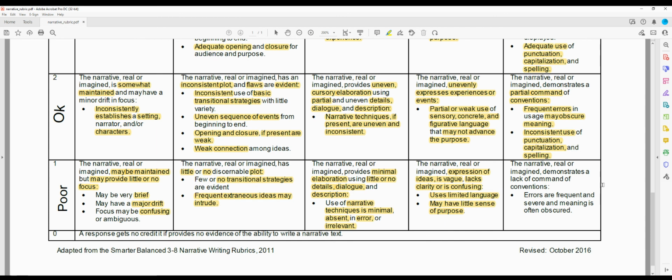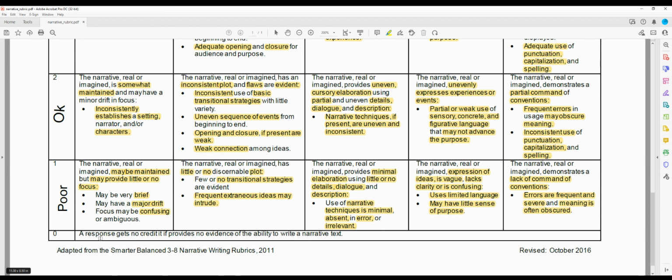Lastly, I see few papers that have poor use of conventions, okay? But I'm still going to go over it. The narrative, real or imagined, demonstrates a lack of command of conventions. You have no clue when to capitalize, what different types of sentences to use. Your spelling is all off. Your punctuation is all off. So errors are frequent and severe. And meaning is often obscured. Like, it's very difficult to understand what you're saying.